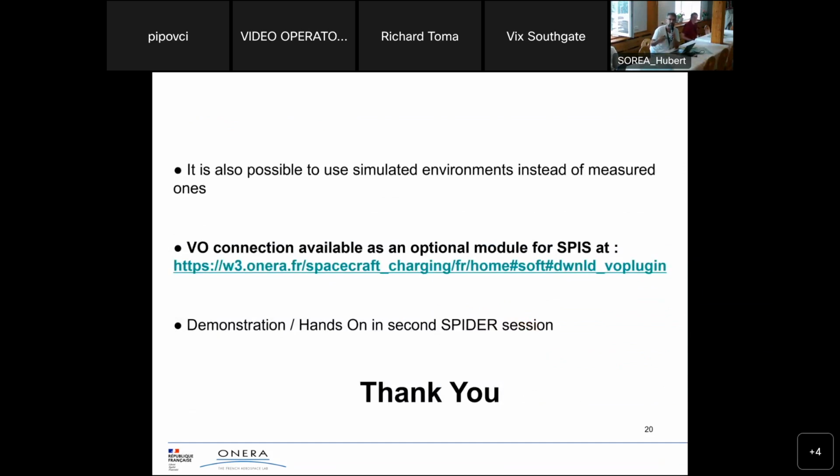The VO connection, SPACE itself, is available at a link I provided you with yesterday. I don't know if some of you looked at it. But the VO connection developed in Europlanet is available separately as an optional module at this address, which doesn't work now because I tried to update it yesterday. I just broke the link, sorry. I will repair it. I think there will be a short demonstration in the second session of SPIDER, so we can discuss it later. Thank you.